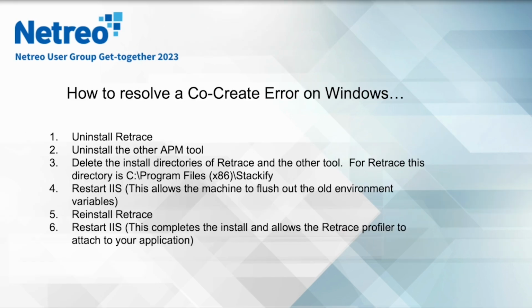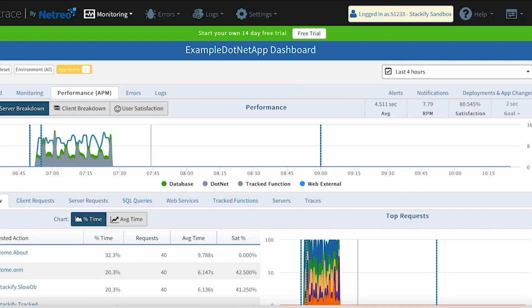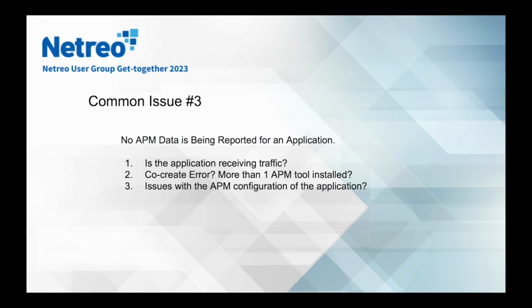The way to resolve this issue is to uninstall both Retrace and the other APM tool, delete the install directories for both tools, restart IIS, and then reinstall Retrace, following all the normal procedures for install. Once this is done, that should clear up the conflicts created by the co-create error, and hopefully we'll see the APM start reporting.